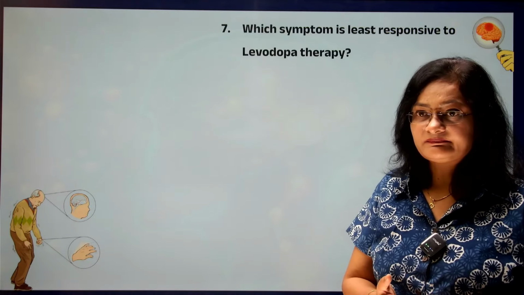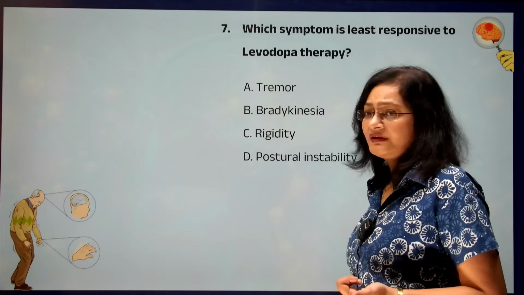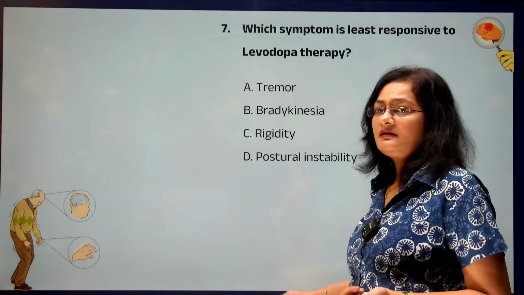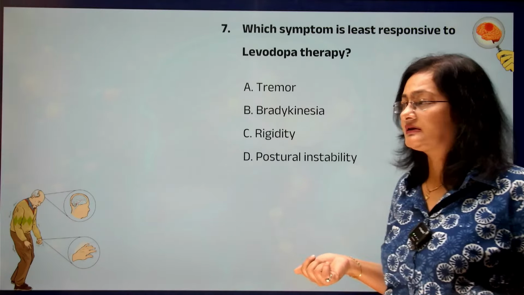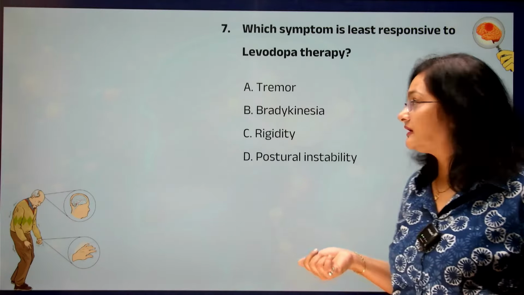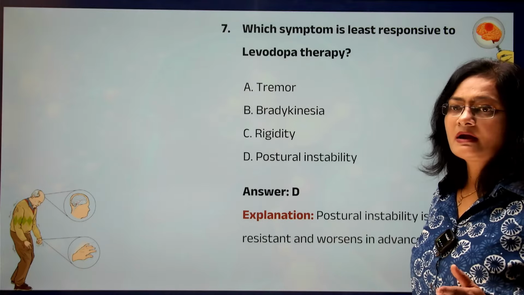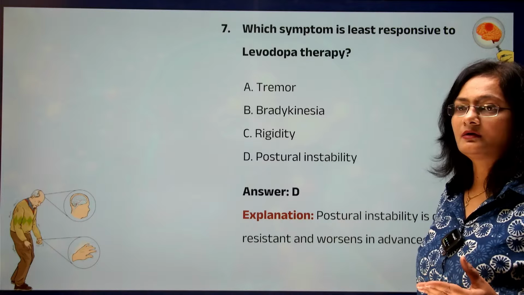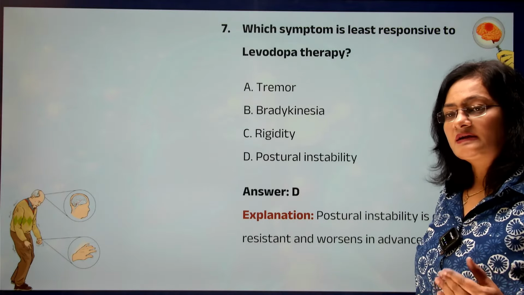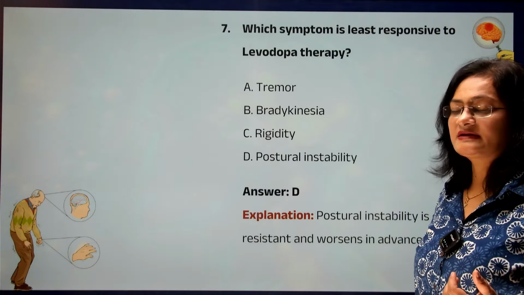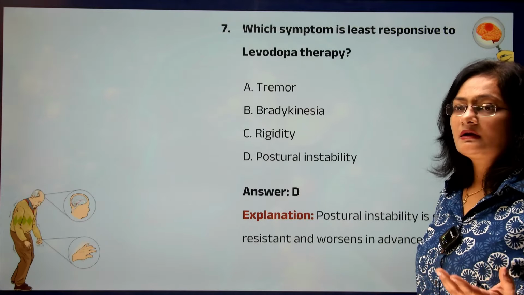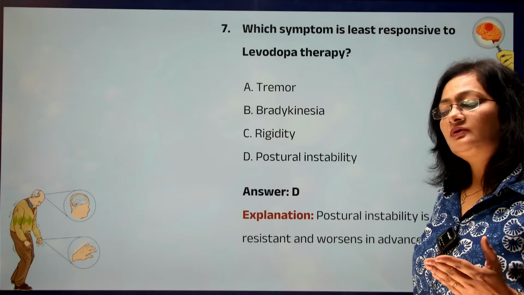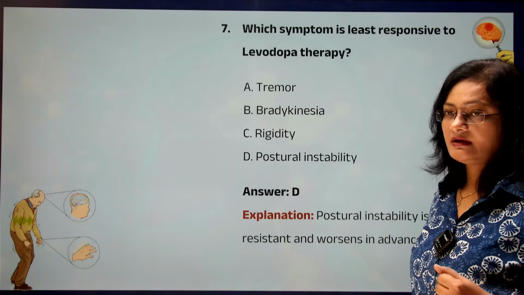Which symptom is least responsive to levodopa therapy? Tremor, bradykinesia, rigidity, and postural instability. Tremor, bradykinesia, and rigidity are somewhat controlled with dopamine, but postural instability or balance issues cannot be controlled by levodopa. So our answer will be D, postural instability. It will not respond to levodopa in the way it should.